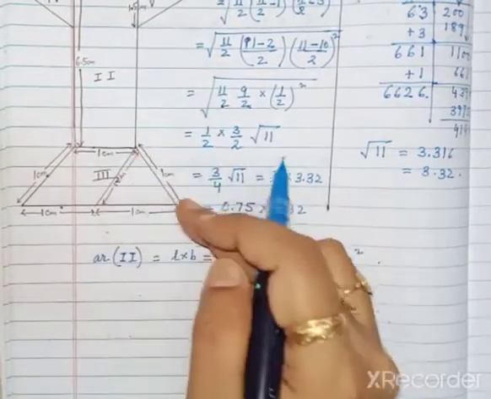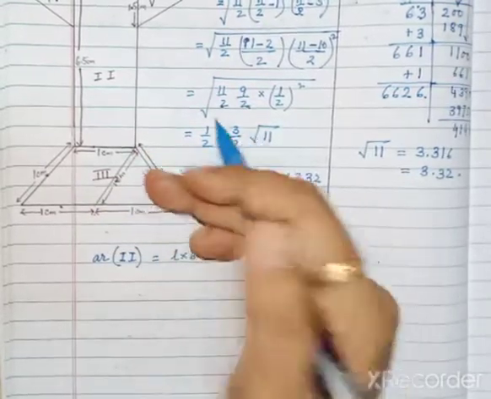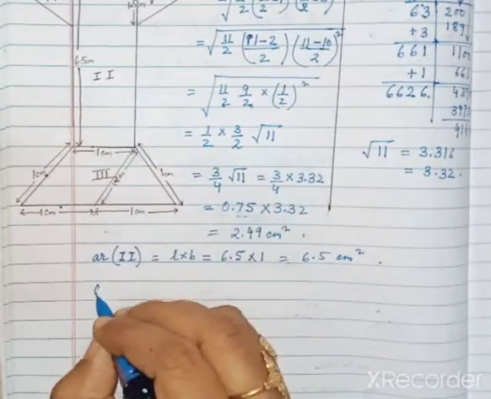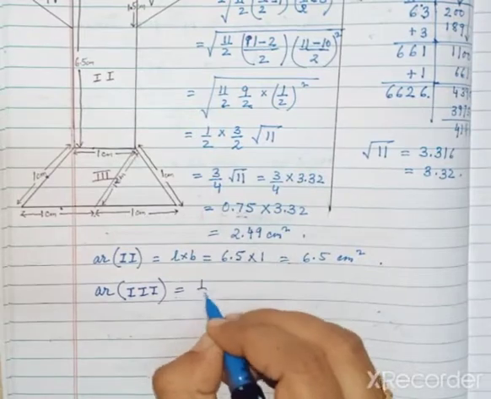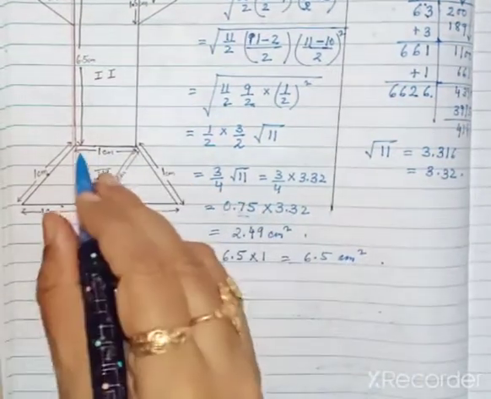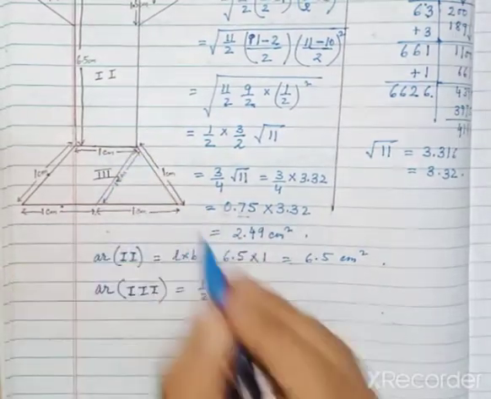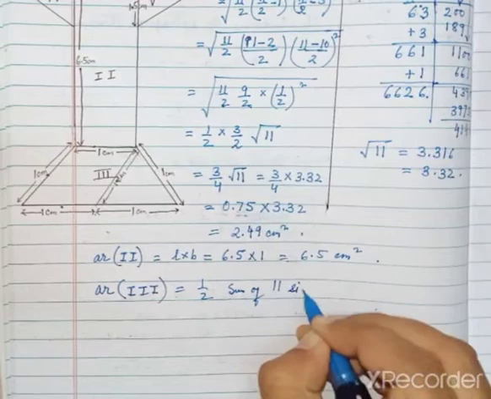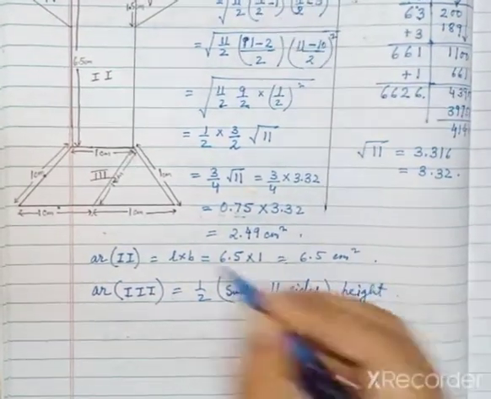Here we can see that this is an equilateral triangle. So we have to find the height of the equilateral triangle, so that we can apply the area of trapezium, that is half into the sum of parallel sides. It is given that the parallel sides are of length 1 centimeter and 2 centimeter. So the sum of parallel sides into height, this is the formula. So we need to find out the height.